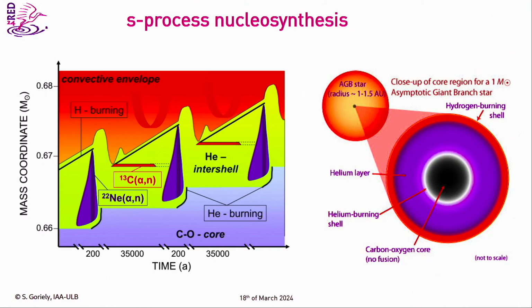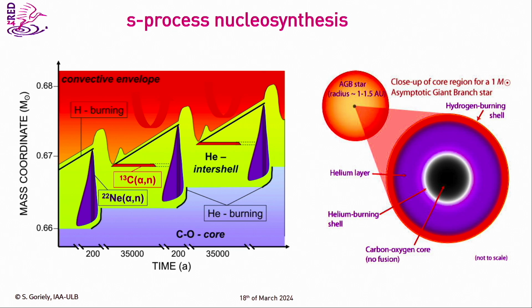The S-process nucleosynthesis that I told you about before, the slow capture of neutrons to make heavy elements, happens in these asymptotic giant branch stars, which the Sun will become one day. You have a carbon core which is not hot enough to have fusion, surrounded by a helium burning shell, surrounded by an intershell, surrounded by a hydrogen burning shell. Here you have a diagram with time and mass coordinate. You have the core of carbon and oxygen, and here you have the hydrogen burning shell and the helium burning shell.